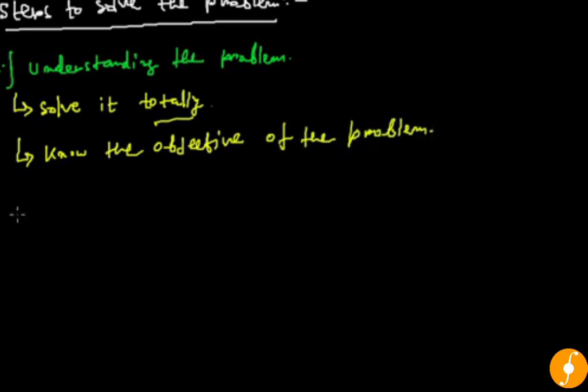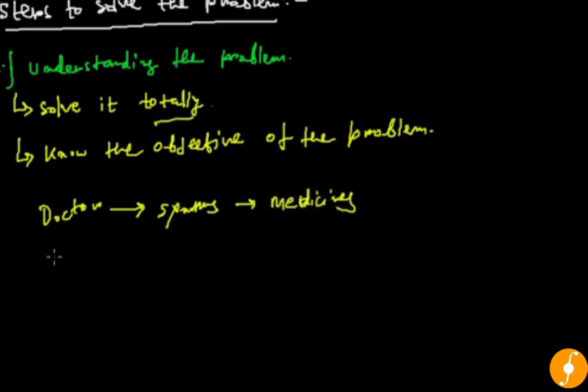Just to give you an example, it's like a doctor. If you go to the doctor, he will understand by asking you questions. Then he will try to understand the different symptoms you have, and based on the symptoms he will decide what medicines are required to cure the disease. So this is how a doctor works. Same way, if a programmer wants to solve a particular problem through the computer, he has to understand the problem first so that he can solve it totally, and also know the objective of the problem.